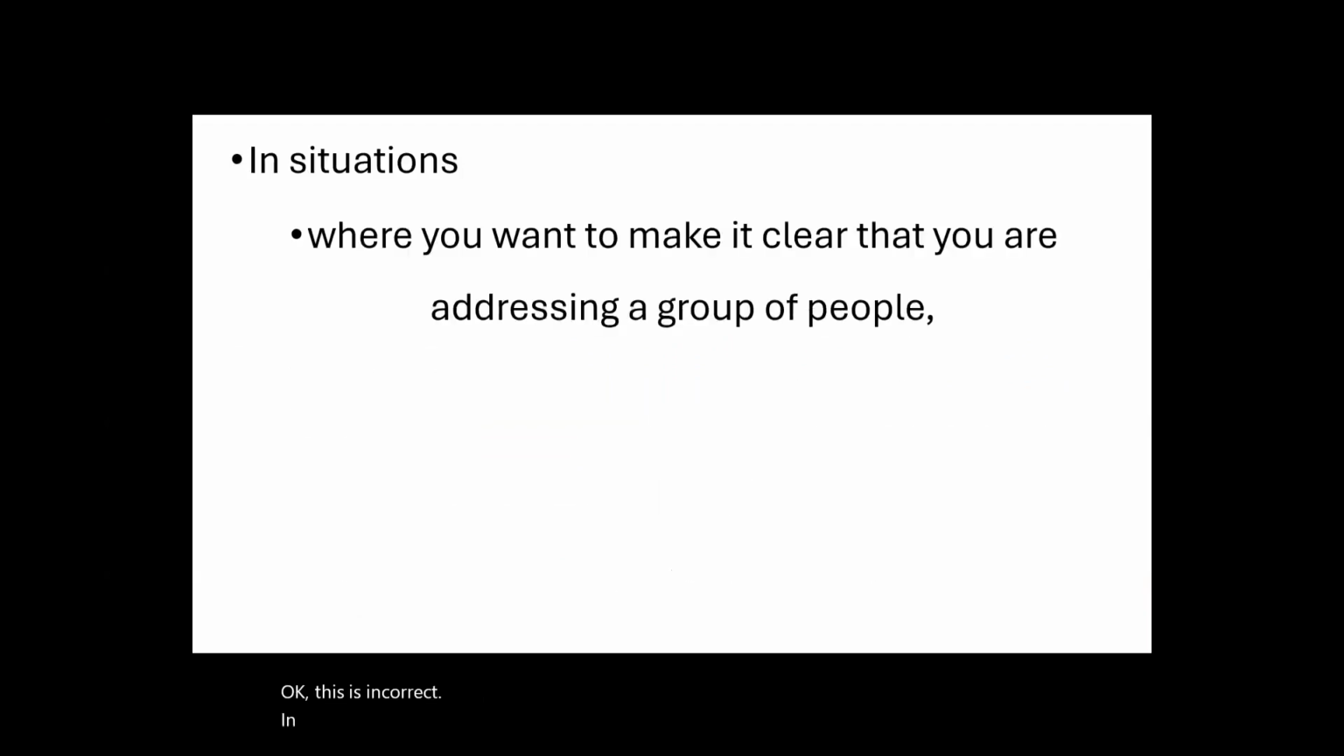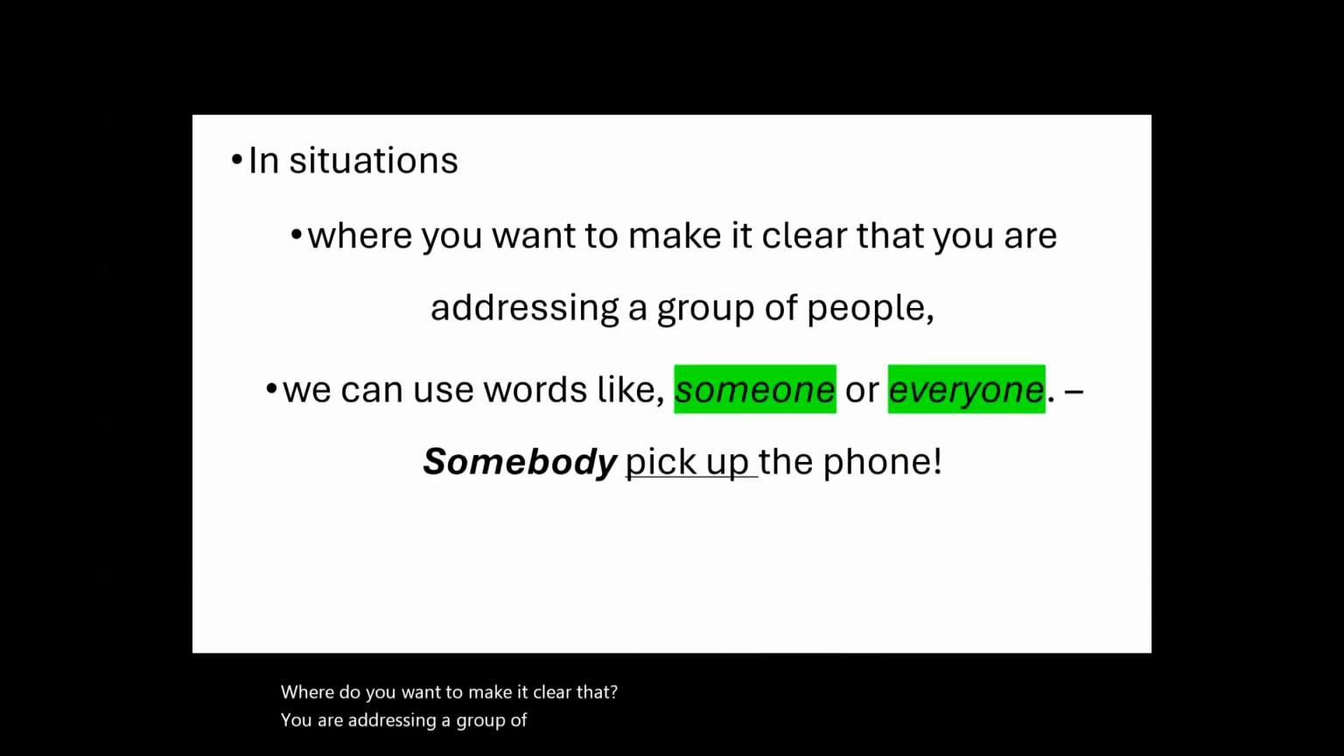In situations where you want to make it clear that you are addressing a group of people, we can use words like someone or everyone. Somebody pick up the phone. Again, somebody pick up the phone. So here we started with somebody and then the verb.